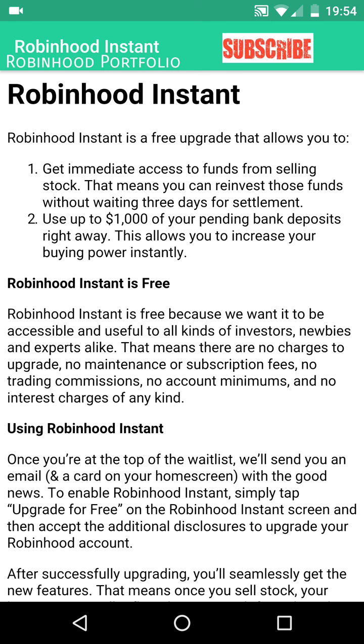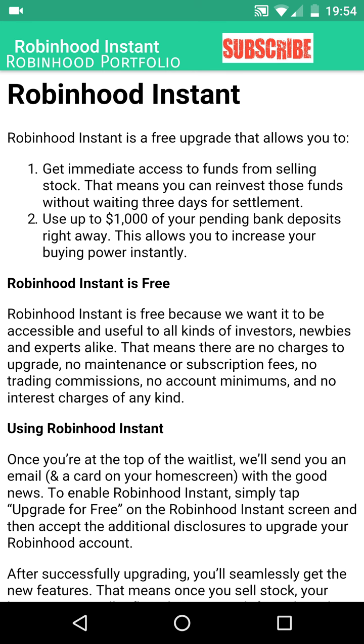So yes, you're not subject to pattern day trading rules anymore, but if you don't have a lot of extra cash in your account, you can no longer use those funds to immediately buy stocks back. You could use the same $1,000, for example, to buy and resell, buy and resell, buy and resell, as you could if you had a Robinhood Instant account. Up top there you can see getting a Robinhood Instant account is a free upgrade, and it really means you can, as it details there, reinvest those funds without waiting the 3 days for settlement.